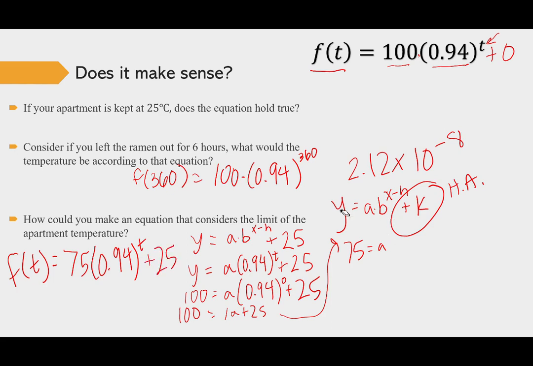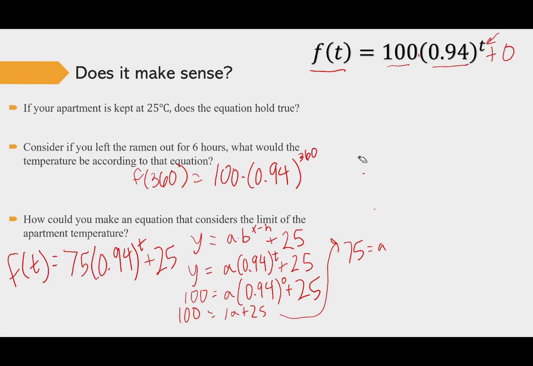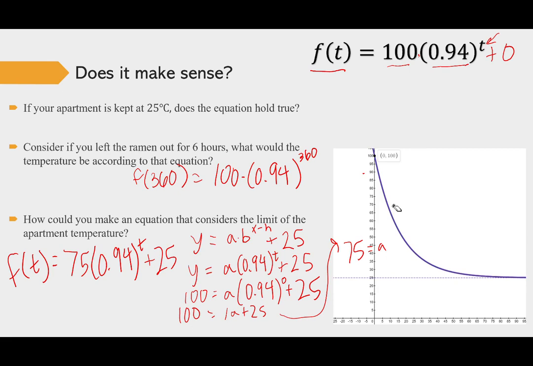Let me go ahead and show you the graph of that. Make some room because the graph's going to go right here. Okay, close enough. So on this graph, we have 0 and 100 like we wanted, and we also have a limit of 25, and it is still an exponential decay with the ratio of 94% each time. So that'll work. We just have to adjust it for the temperature of the room.